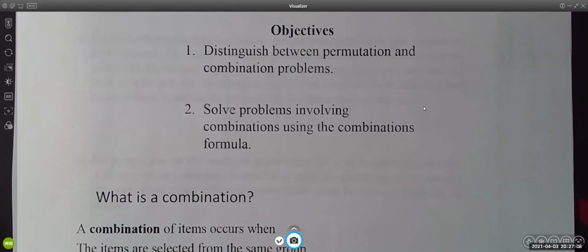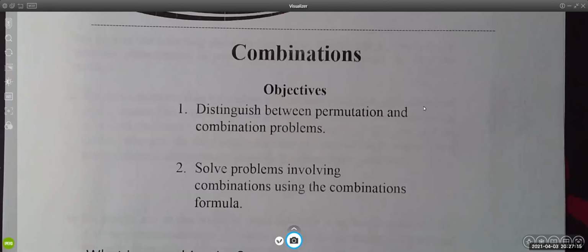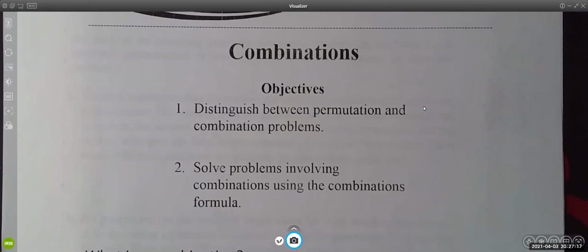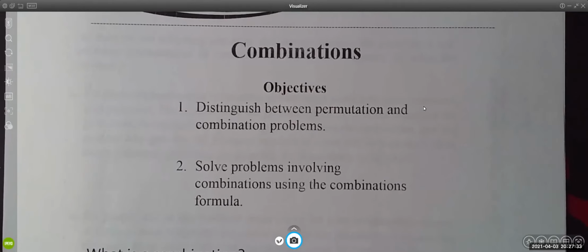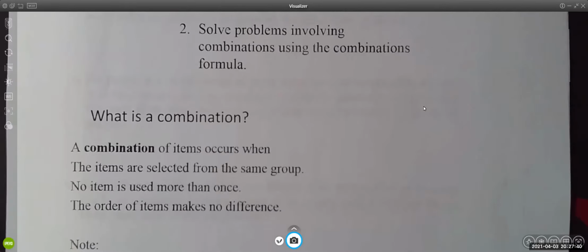Hi everyone. In this video, we are going to look at combination. Two objectives. First, we want to know the definition of the combination, especially we want to differentiate between combination and permutation. And secondly, we want to use this formula. Actually, we use a calculator to calculate combinations.